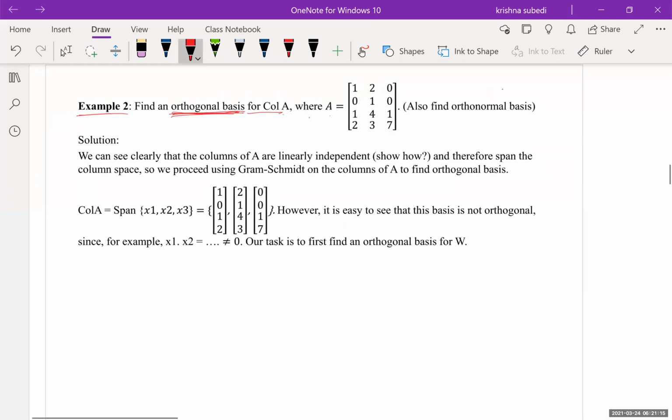So let's look at this first. Clearly the columns of A are linearly independent, and you know how to check whether they are linearly independent or not. We discussed that a lot in the previous chapter. So these vectors are clearly linearly independent and therefore the column vectors span the column space of A.